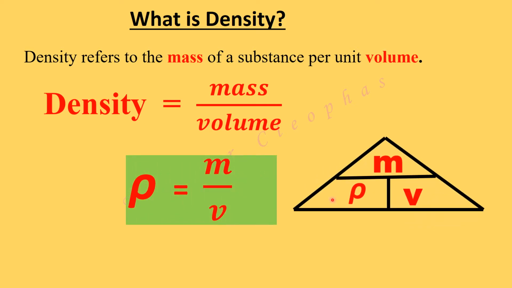We can also use this triangle to make it a little bit brief. M stands for mass, as we said, V is volume, and rho is density. So it simply means that density equals mass divided by volume. If you want to make M the subject, you can say mass equals the density multiplied by the volume, or volume equals mass divided by density.